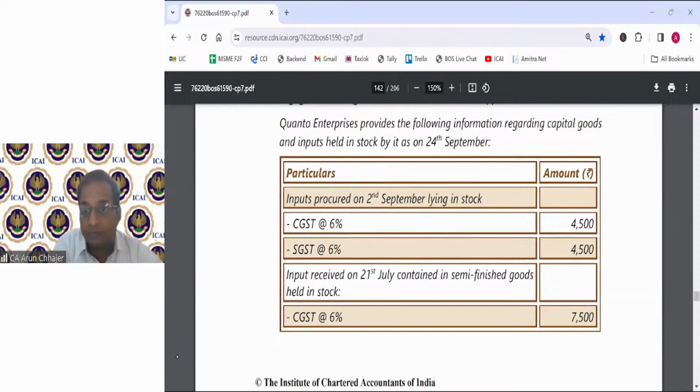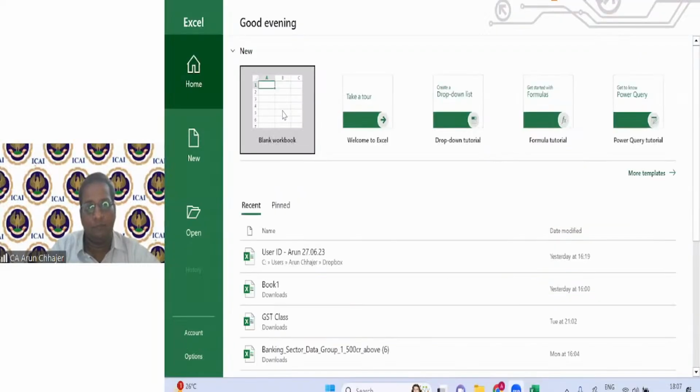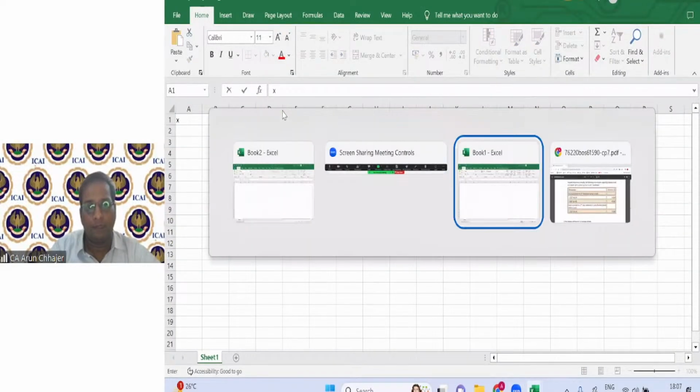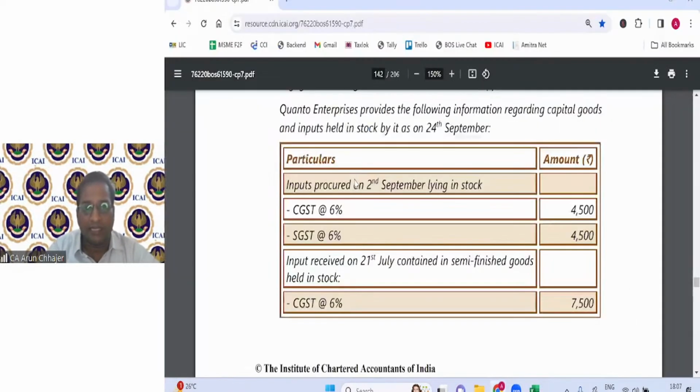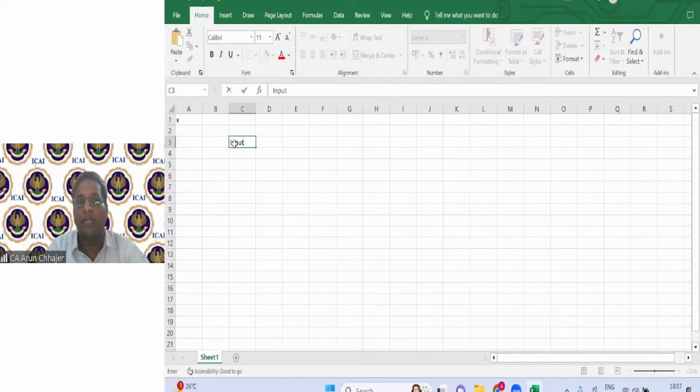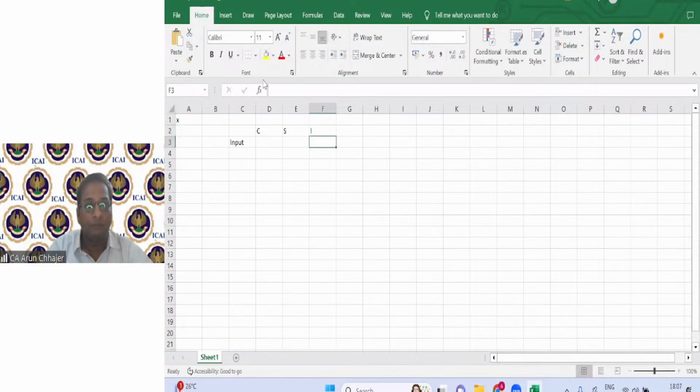It gives the details of the stock. What is the detail? It says that input procured on 2nd September lying in the stock, 4,500 CGST, 4,500 SGST. So we can take the ITC of that one, right? So let me open one Excel sheet. So I would be entitled to take the ITC of input, right? And what is the CGST? What is the SGST? What is the IGST? 4,500, 4,500.